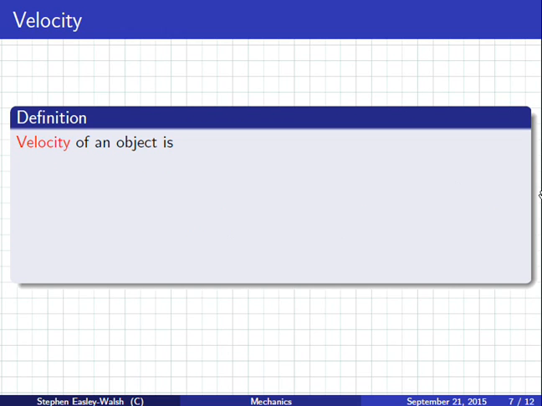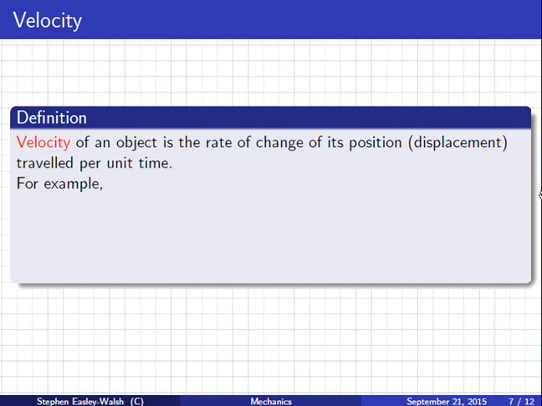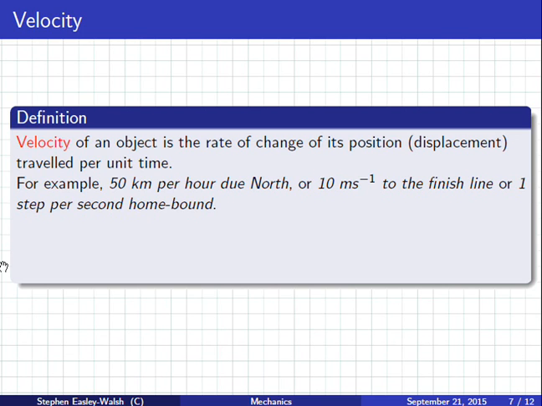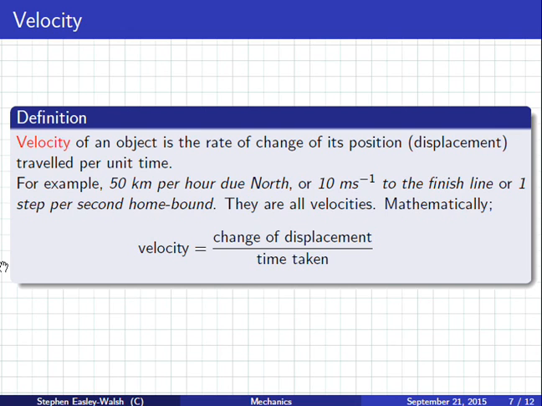Okay, now, velocity. Who knows the difference between velocity and speed? Does anybody actually know it? Yeah, that's the key word. Velocity is the change of position, or as you said, displacement per unit time. So for example, 50 kilometers per hour north, or 10 meters per second to the finish line, or one step per second to my home. They are all velocities. In other words, as a formula, velocity is change of position divided by time. Now, displacement and position really mean the same thing.